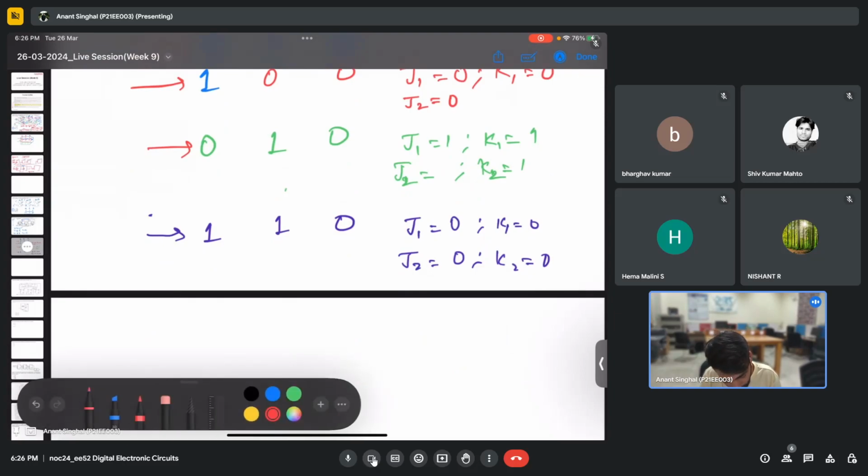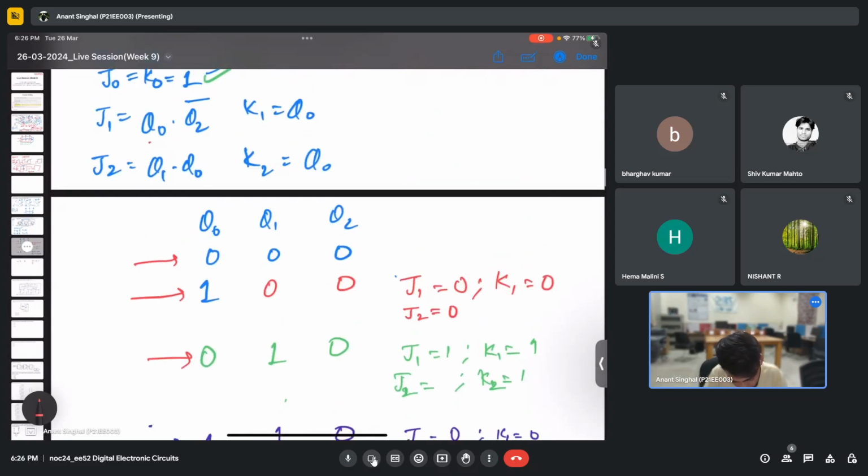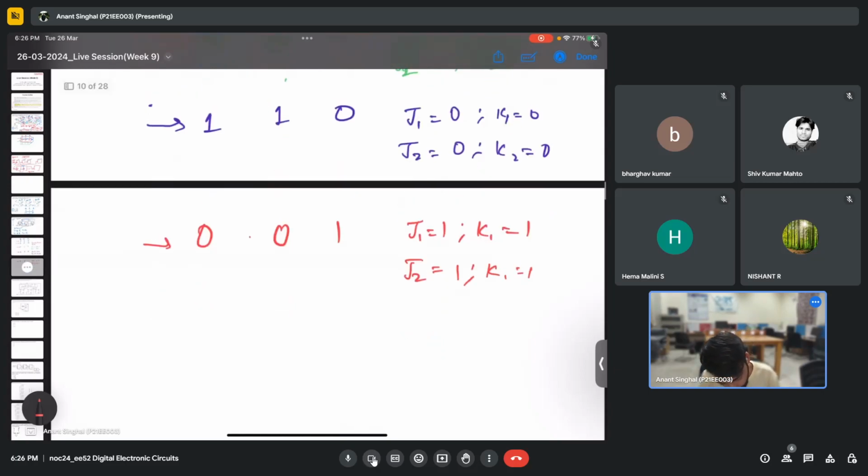Let me use some different thing again. So it will again toggle, and then for Q naught Q2 complement J1 will become 1, K1 is Q1, so it will toggle. What was J2? J2 was Q1 Q naught, so it will still be 1, K1 is 1, so it will again toggle, so 0, 0, 1. So it will now again toggle for the first state.